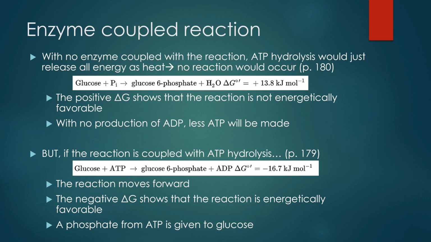So the enzyme-coupled reaction, for example, for the metabolism of glucose, with no enzyme-coupled reaction, ATP hydrolysis would just release all energy as heat, and the reaction would not occur, and you can see this through the positive delta G. But if the reaction would be coupled with the hydrolysis of ATP, the reaction will move forward, leading to a negative delta G. That's going to show that the reaction is energetically favorable, and a phosphate from the ATP will be given to glucose. This is just showing that coupling an enzymatic reaction with ATP hydrolysis could make it energetically favorable and more likely to produce more ATP in the future.